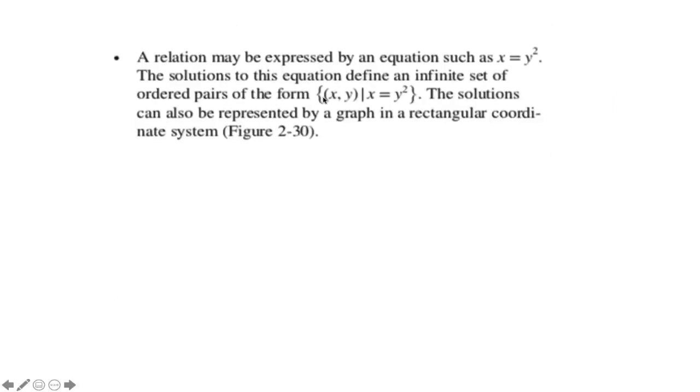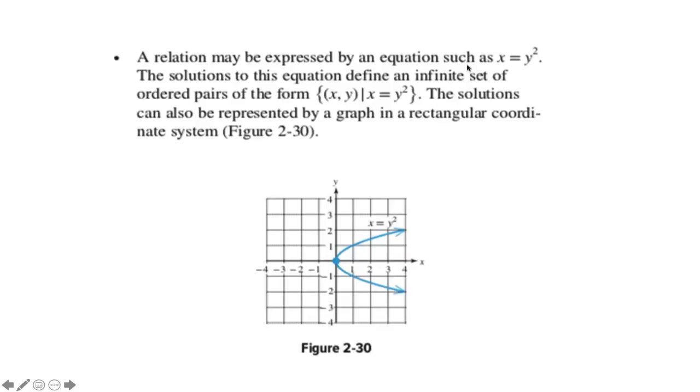Okay, and then finally, a relation can also be expressed by an equation. So for example, x is equal to y squared. The solution to this equation defines an infinite set of ordered pairs. So the set of all ordered pairs that satisfy this equation, or the solution set, would constitute the relation. If I were to graph this equation, these are the ordered pairs. All the points on this graph are solutions to this equation. So this is a relation.